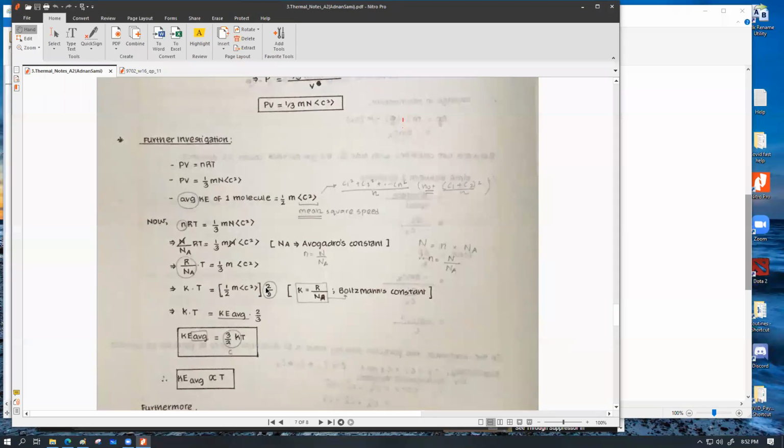For example, how many dozens are there? Similarly, how many moles are there?